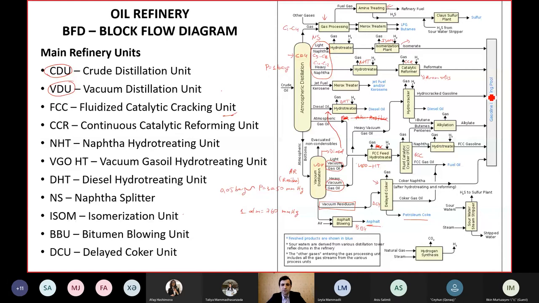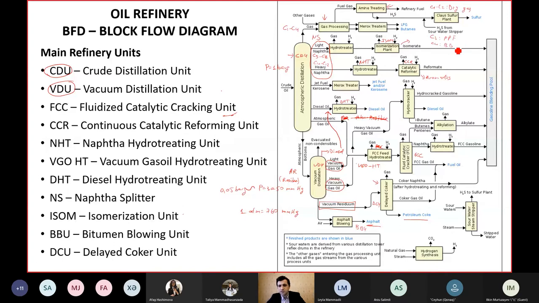It's a gas processing plant. We have the gases from C1 to C4. What do we do? We treat them. We clean the sulfur in gases, and also we split them to C1 and C2, which is dry gas, C3, which is called the propane-propylene fraction, and C4, which is called the butane-butylene fraction.